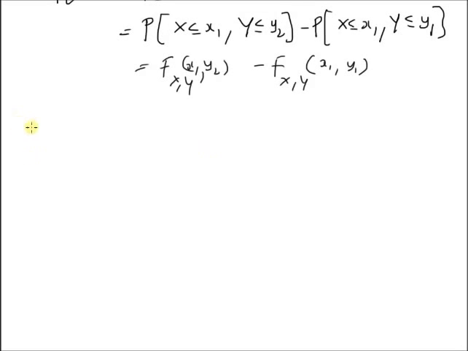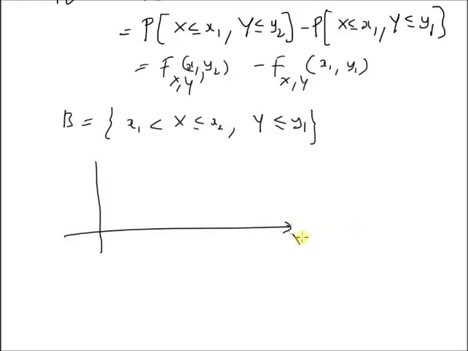Now let us look at another event defined as B, equal to the value of X between x1 less than capital X, that is the random variable, X less than or equal to x2, comma Y less than or equal to y1. So we want to calculate the probability of this event B. First we will represent this in the xy plane. This is the x-axis and this is the y-axis. This is the value y1, and this is x1 and this is x2. So the event B is represented by this region.